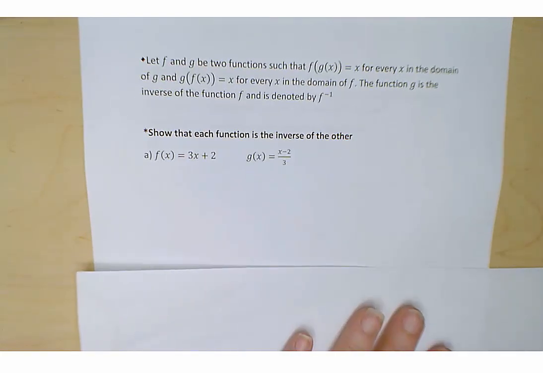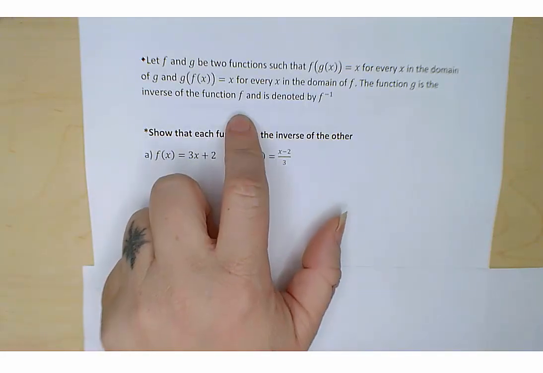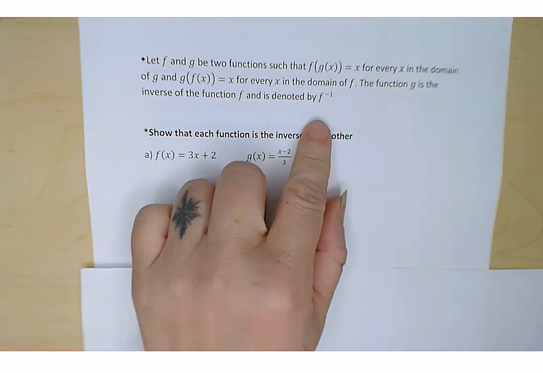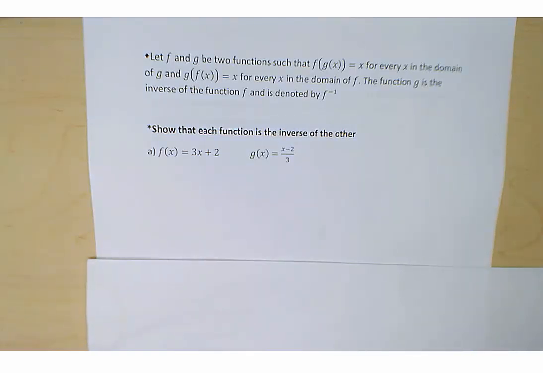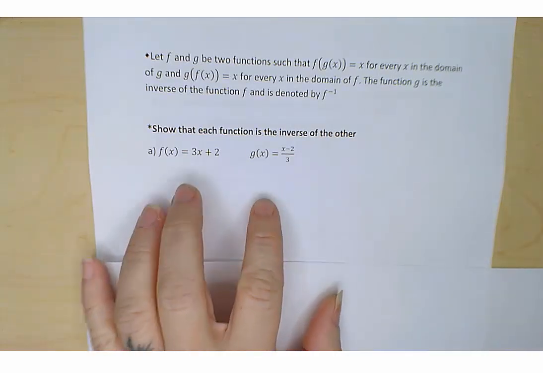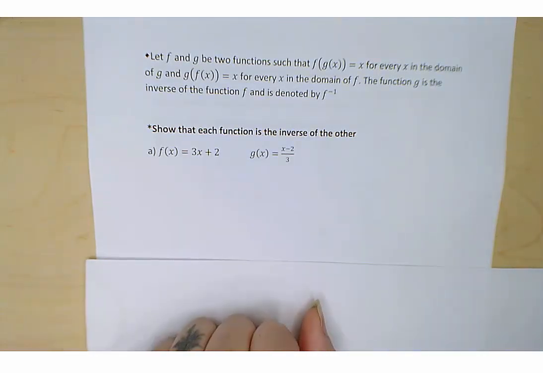All right, so our notation here, this f just represents our f of x, and our inverse function, f to the negative first, that is our inverse function notation there. With this first example, we're going to show that each function is the inverse of the other one. So prove that these two functions are inverses of each other.